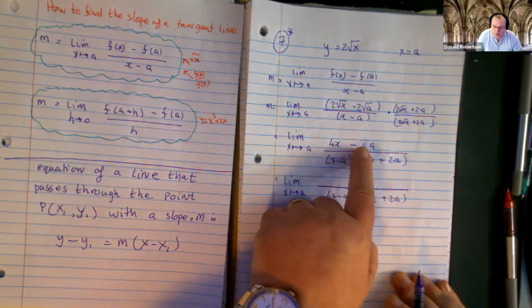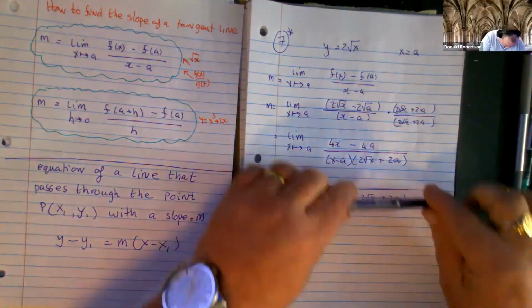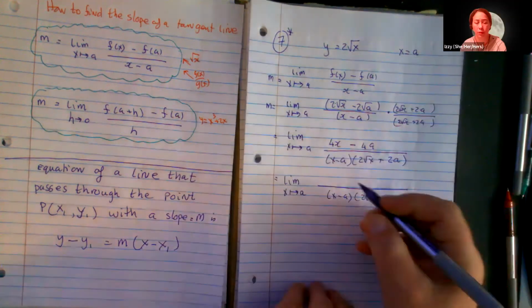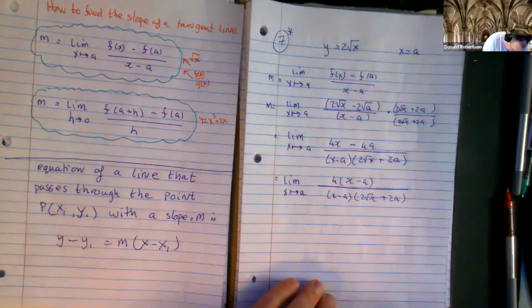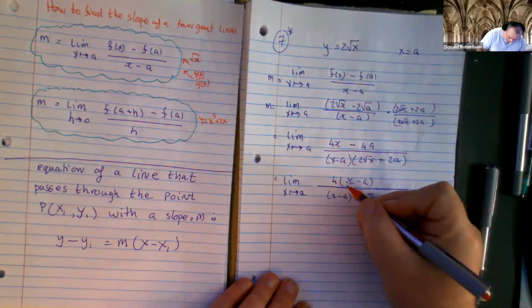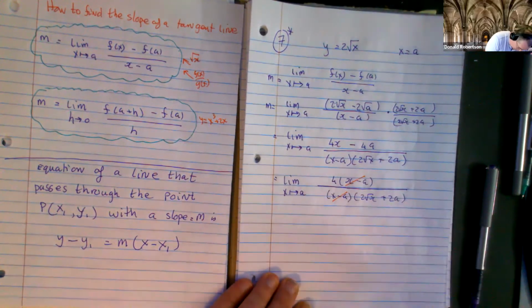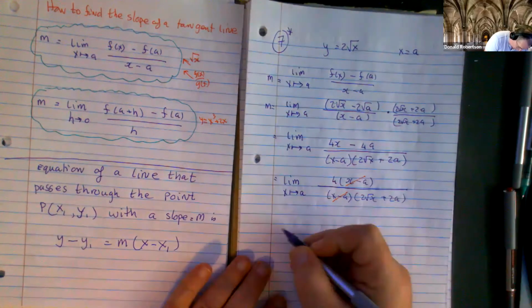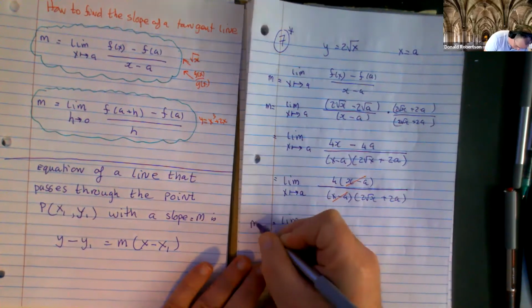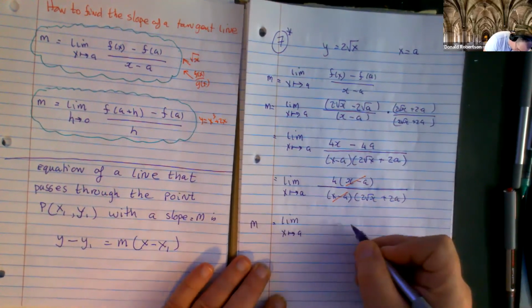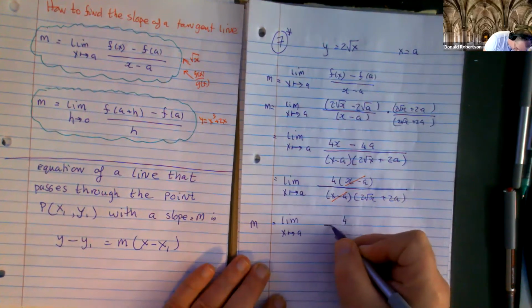Can you see anything with? Pull out the 4. I would look for common factors. It's a good thing to look for. And now we can cancel that guy with that guy. So we are now, the slope is equal to the limit as x tends to a of 4 over that guy.